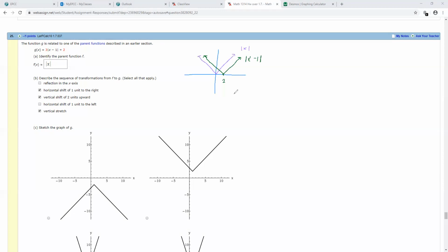And then what, Griselda? Then we do the vertical stretch. Very good. Just 3. Which is by a factor of 3, which means take this green graph and pick a few points.